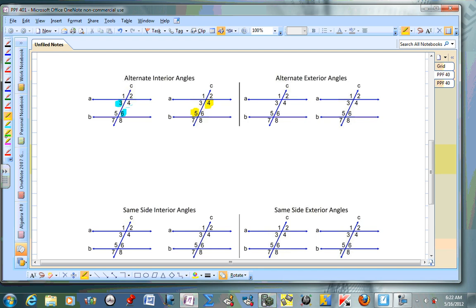Okay. Now let's take a look at exterior angles, alternate exterior angles. Alternate means on different sides of the transversal. So angle 2 and 7 are alternate exterior angles. And angles 1 and 8, that's a pair of alternate exterior angles.